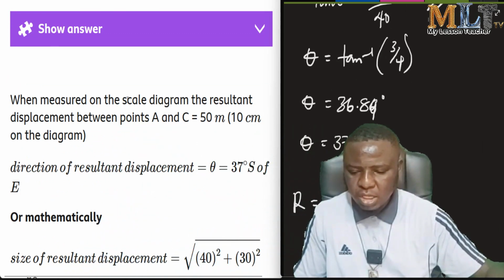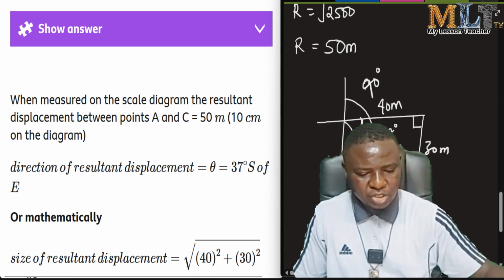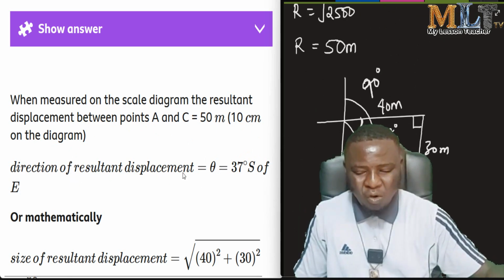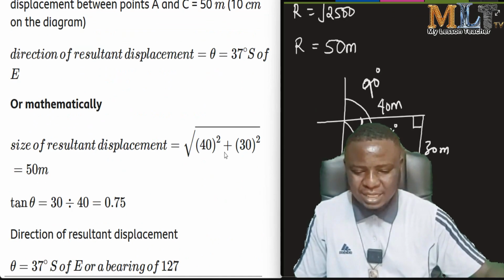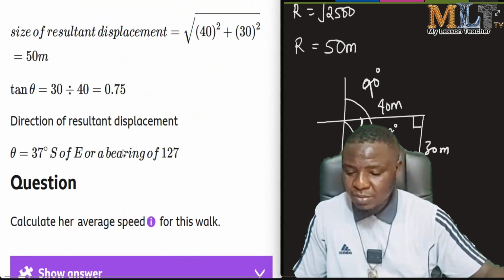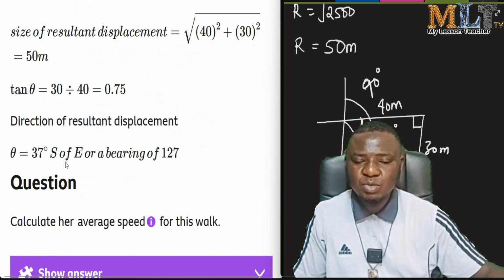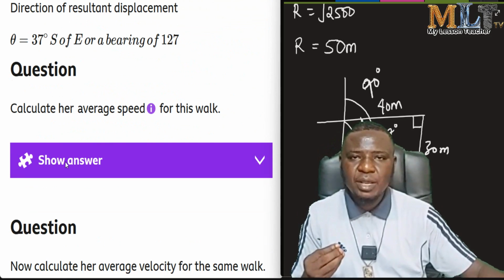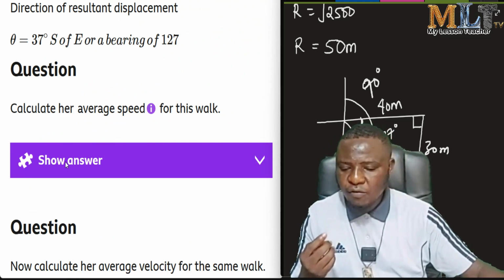When measured on the scale diagram, the resultant displacement between point A and C is 50 meters, which I just did. That's 10 centimeters on the diagram. The direction of the resultant displacement, theta, is 37 degrees south of east. This is what I did mathematically, and we got the same answer. They also have their answers in terms of bearing. So that is how to get the resultant of a vector.